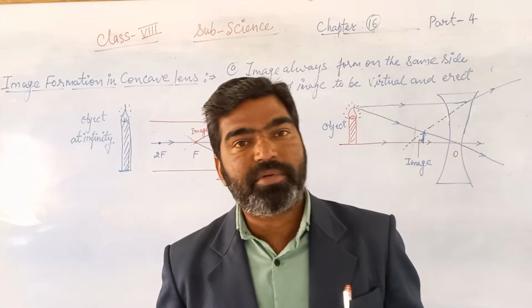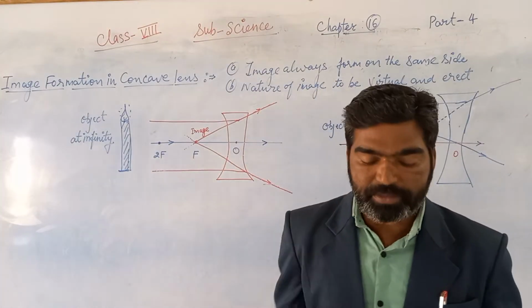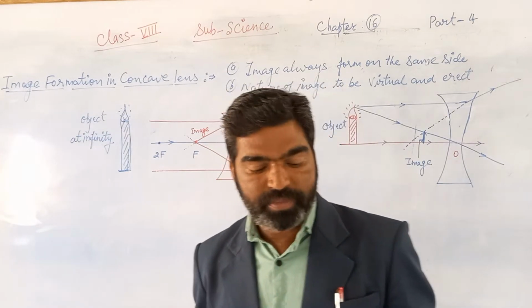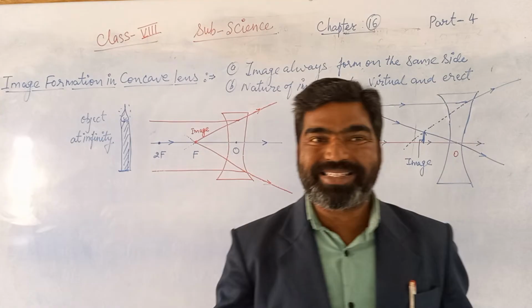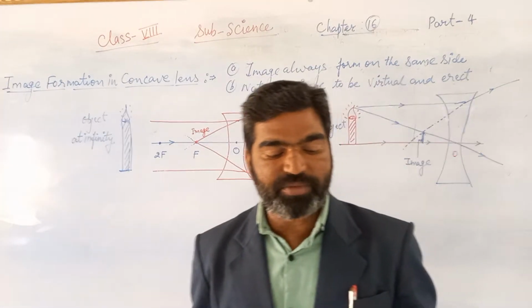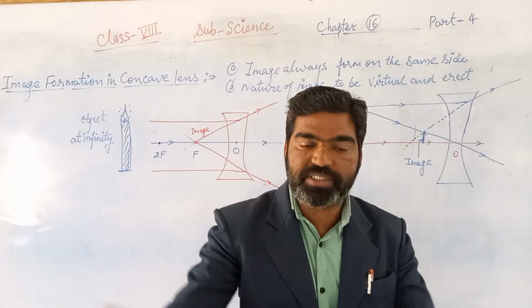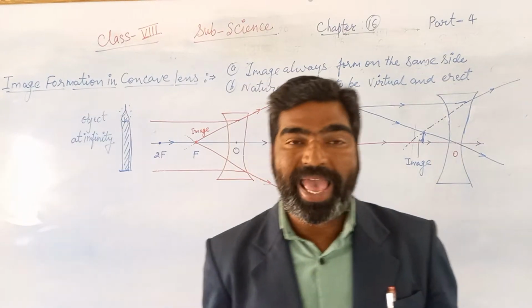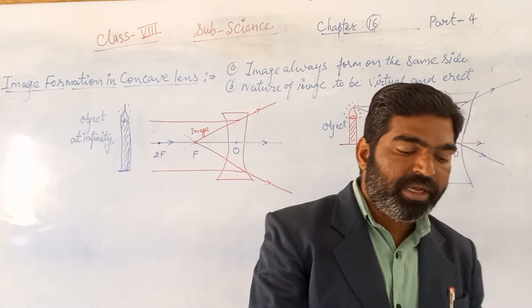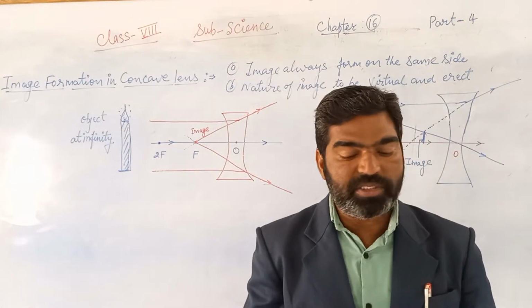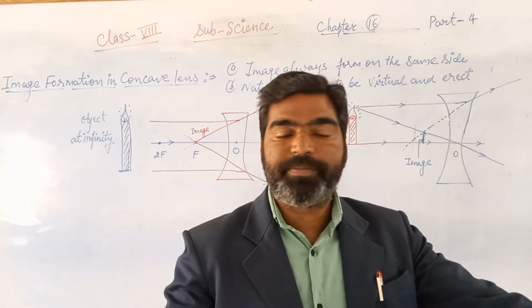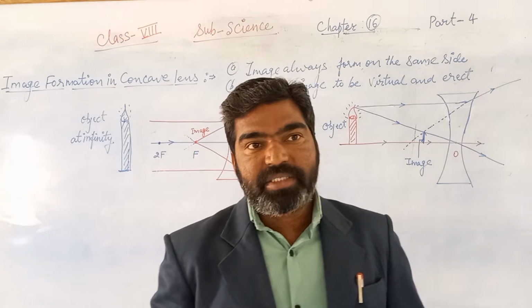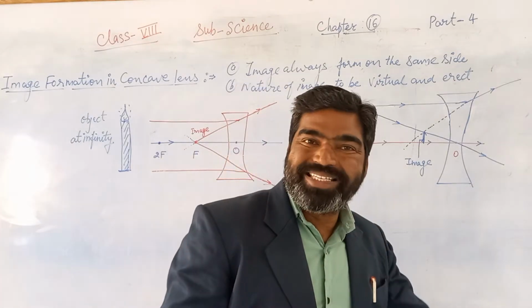So this concave lens is also known as the diverging lens. Now see in your textbook page number 195, the image formation in the concave lens. The concave lens is a diverging lens, which diverges the beam of light. Hence the rays passing through the concave lens diverge after refraction, at whatever position we place the object.